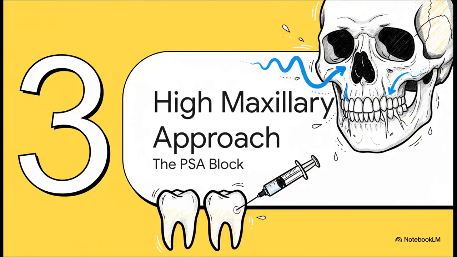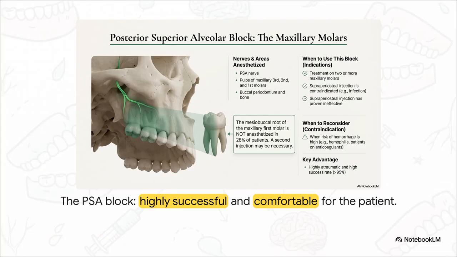All right, let's head on up to the maxilla. Now we're going to look at the high approach for those posterior teeth, the posterior superior alveolar block, or PSA for short. The PSA is really our go-to when you're treating 2 or more maxillary molars. And its big advantage? It's got a super high success rate, and when you do it right, it's actually very comfortable for the patient. And that's because you're depositing into a large, soft tissue area, without having to aggressively contact bone.